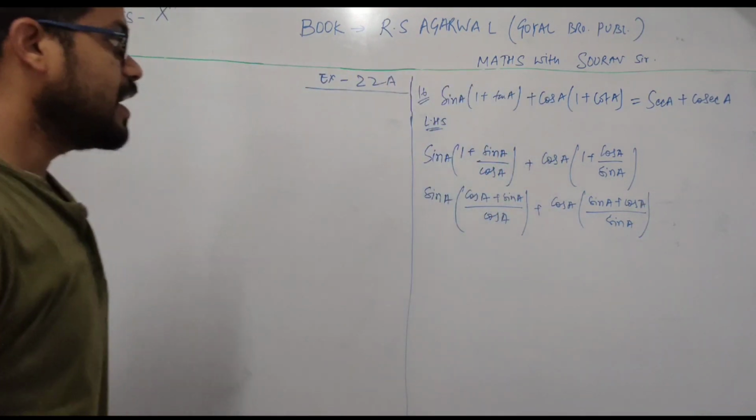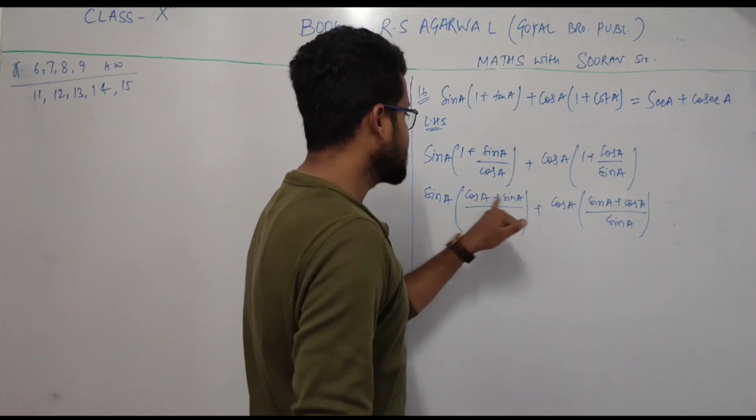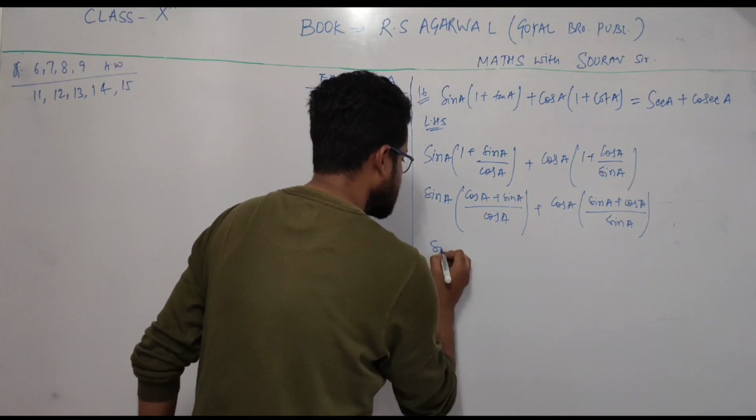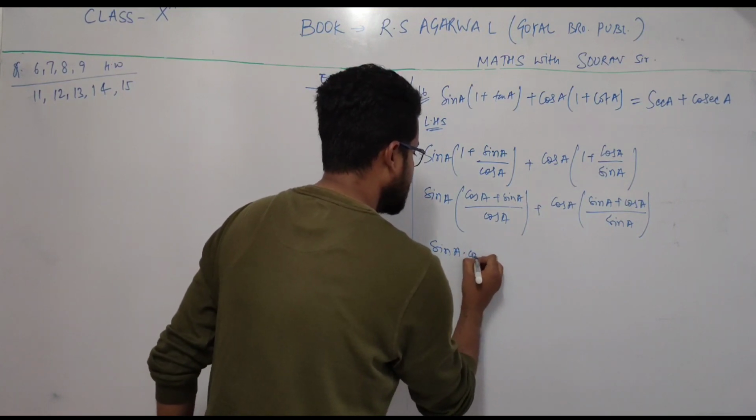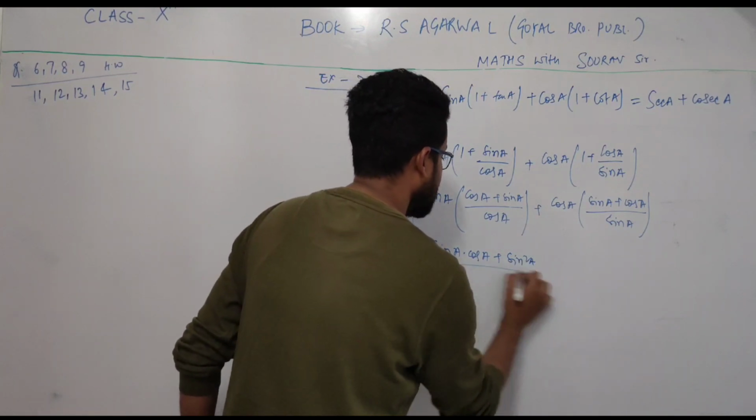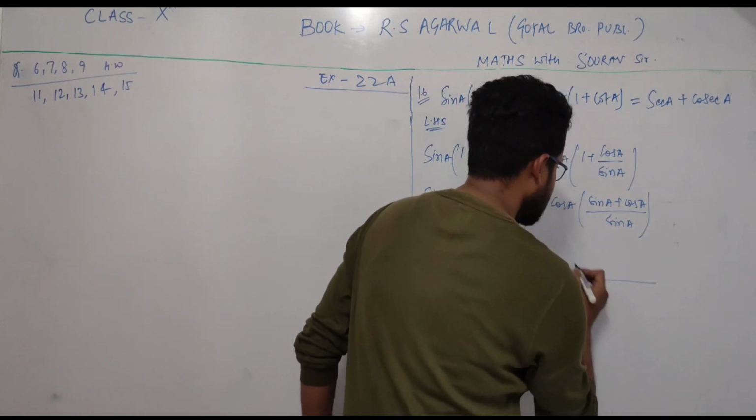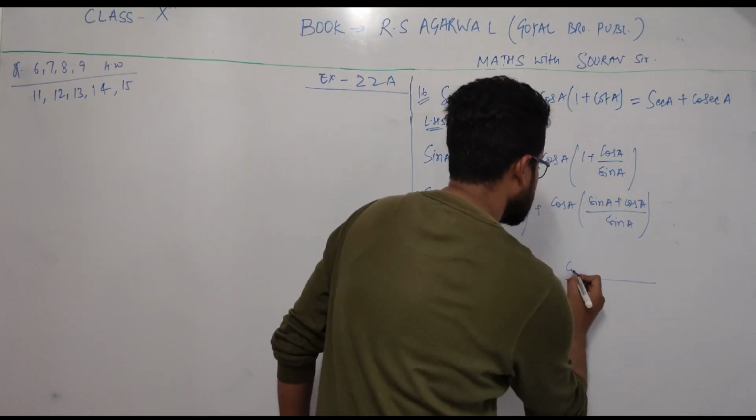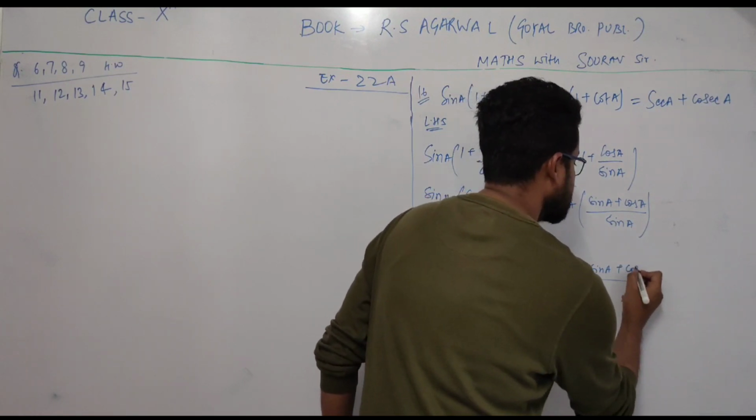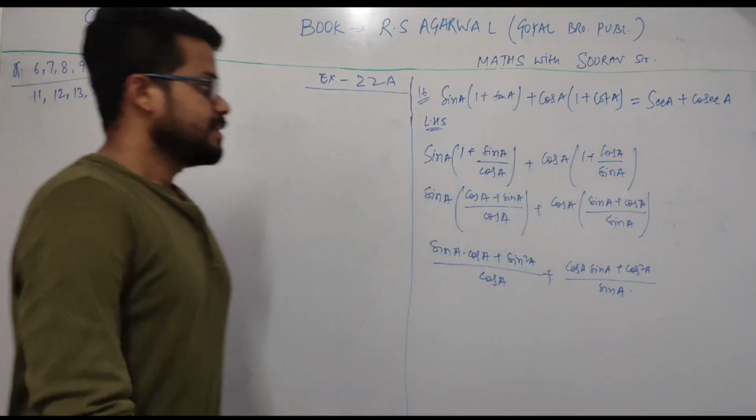Okay. Now if we multiply this, so this is sin A into cos A plus sin square A upon cos A, plus similarly here if we multiply this, cos A into sin A plus cos square A upon sin A. Okay.